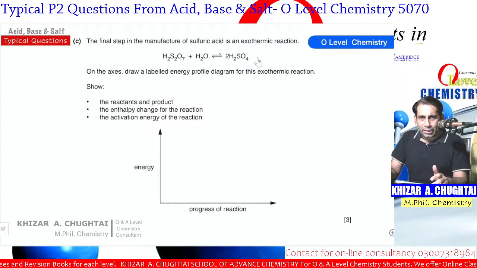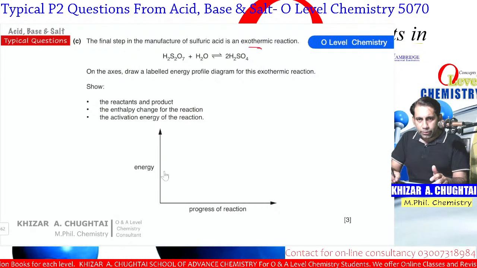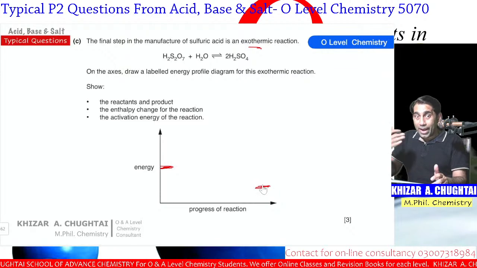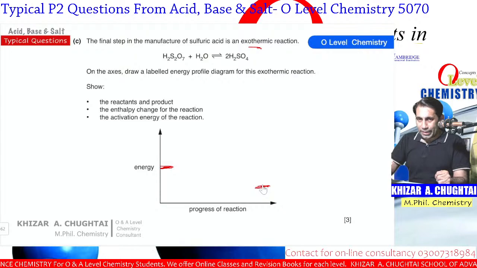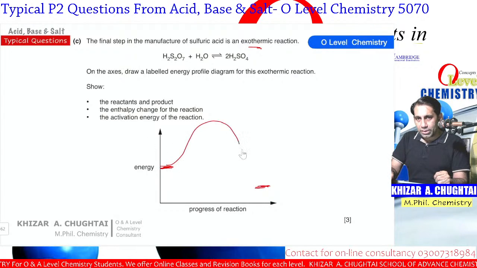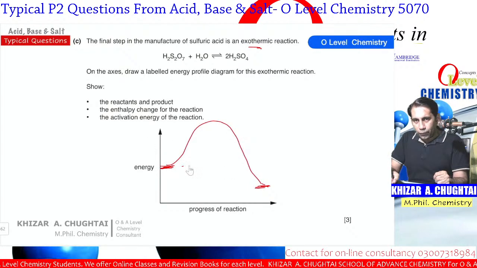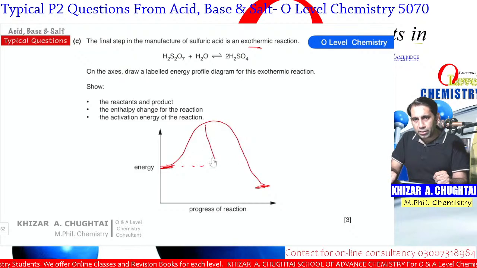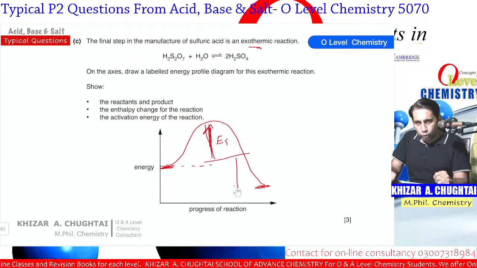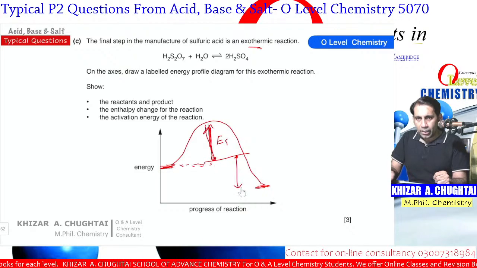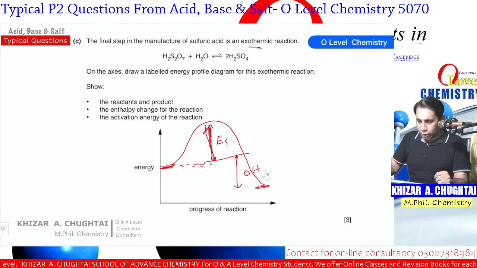This is an exothermic reaction. So I'm going to draw the 2 basic lines for the energy states: here is the reactant, and here is the product. The reactant must be at a high energy level in the exothermic reaction, and the product should be at a low energy level. And here is a normal peak. From the reactant to this peak, this height is said to be the energy of activation, and from the reactant to the product, these both arrows are originating from the reactant line, and it is said to be the delta H, and so on.